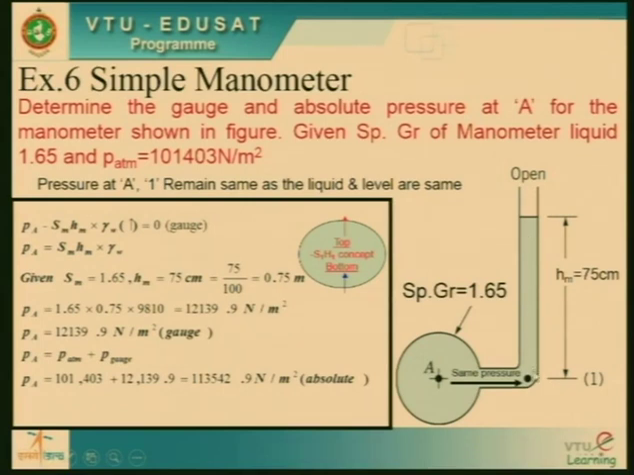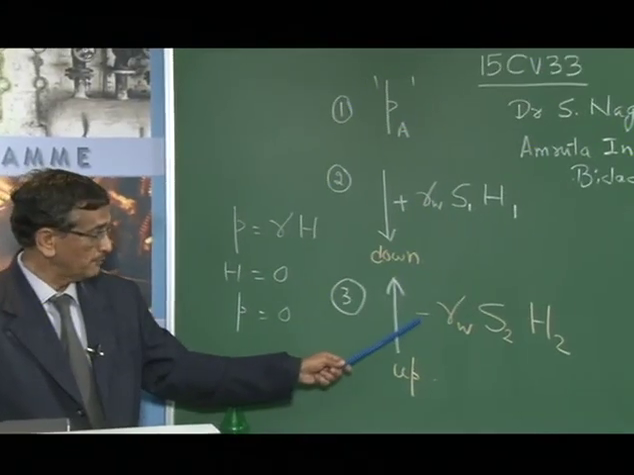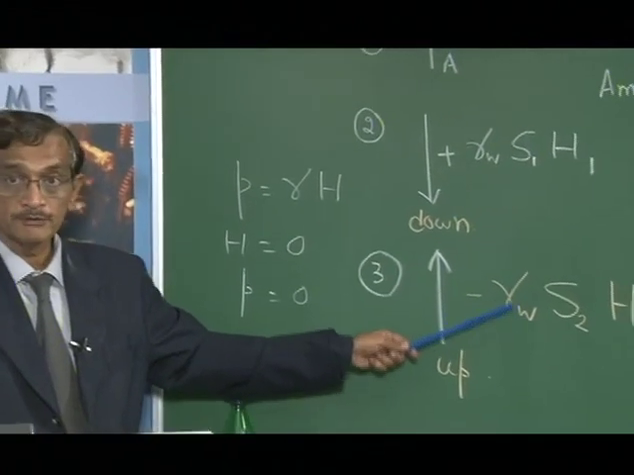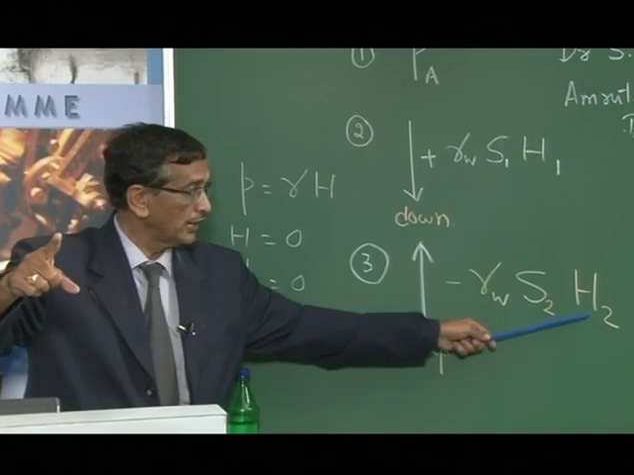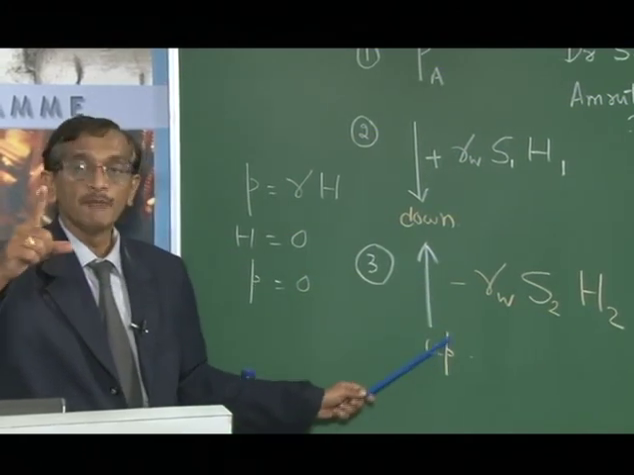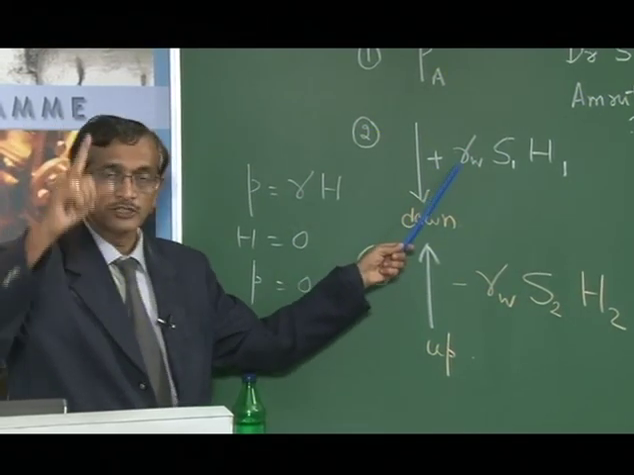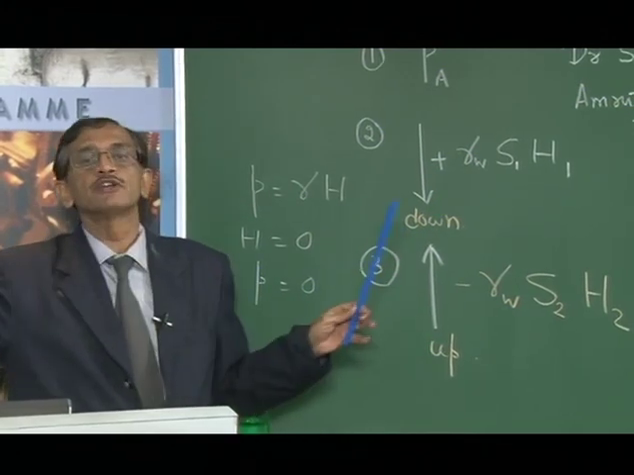So you can see here in the board also, if I am going up to any point, it is going to be negative. It is going to be gamma of the water, specific gravity of the manometer liquid into height of the manometer liquid. But if I go up, it is minus. If I go down, it is positive. So always remember this concept. If you remember this concept, you can solve any problem.